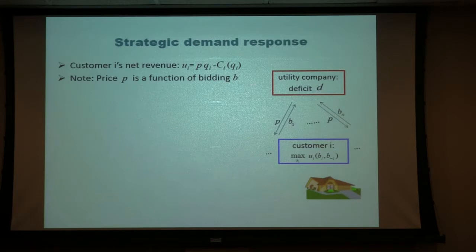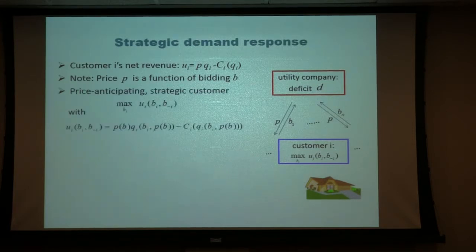So the price P is a function of bidding, remember that. What that means is I'm calculating this payment function, because the price depends on the individual's action, b_i. And then this is the Q_i, for which I will use the linear supply function, Q_i as b_i times the price, and this is C as a function of Q_i.